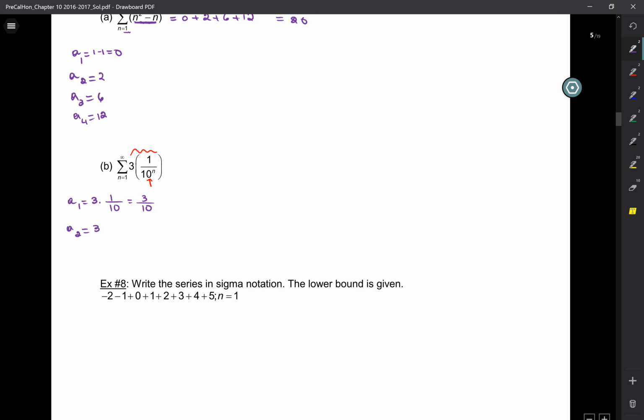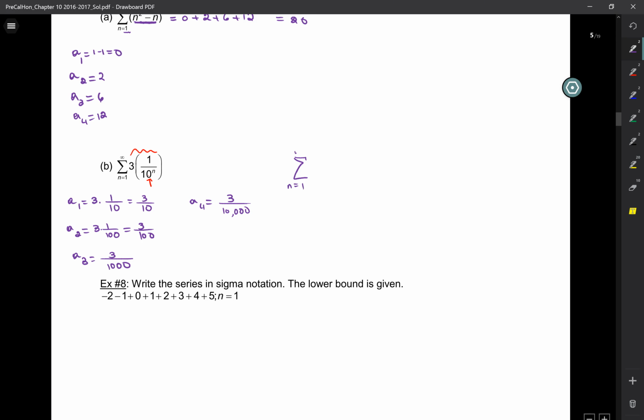A2 is 3 times 1 over 100, right? Well, A3 then is going to be 3 over 1,000. And what's A4? 3 over 10,000. Okay, what's happening here? Well, let's see. Let's just write this up.